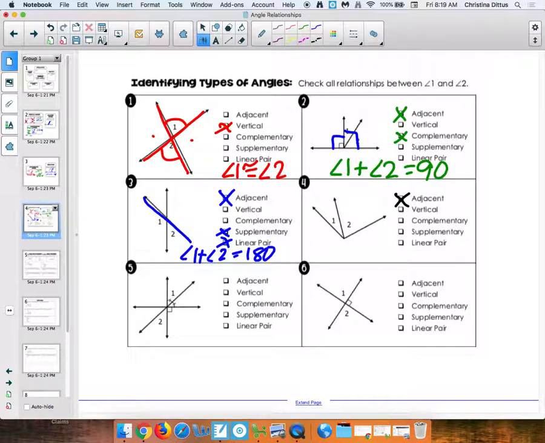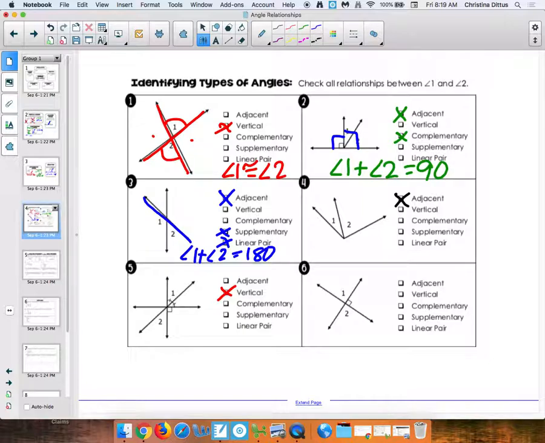Okay. Number 5. Are angle 1 and angle 2 next to each other? Are they adjacent? No. Are they vertical? Yes. How you can tell: look at what makes up angle 1 and continue on. Do those 2 lines make up angle 2? Yeah. So they have to be vertical.